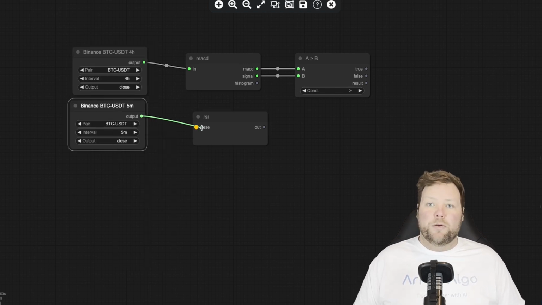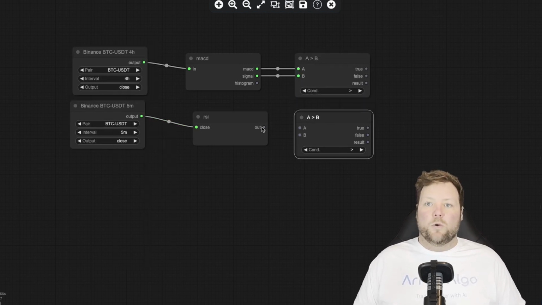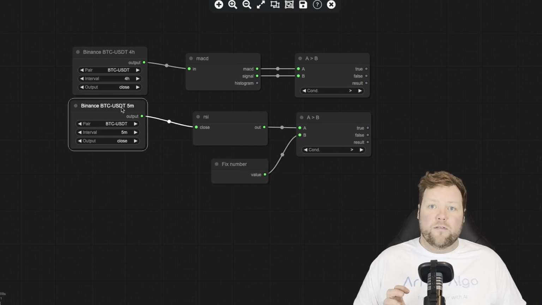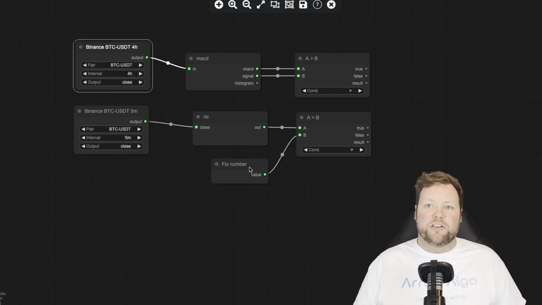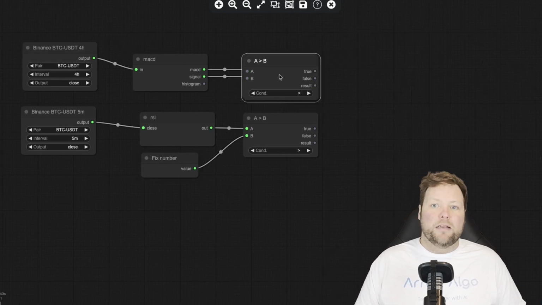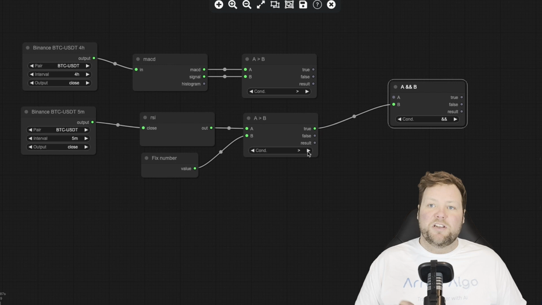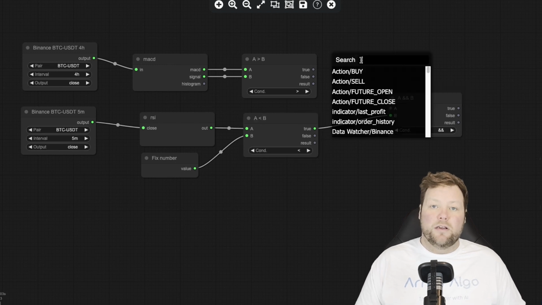Now there's a small issue here to solve. The 5-minute data watcher triggers every 5 minutes, but the longer data watcher only updates every 4 hours. We want the strategy to be able to open a trade every 5 minutes, not wait for the end of each 4-hour candle. So we need to save the most recent output from the 4-hour condition as a variable.